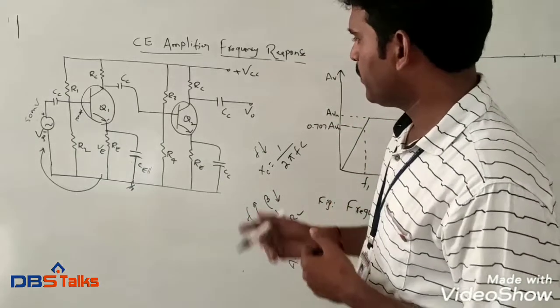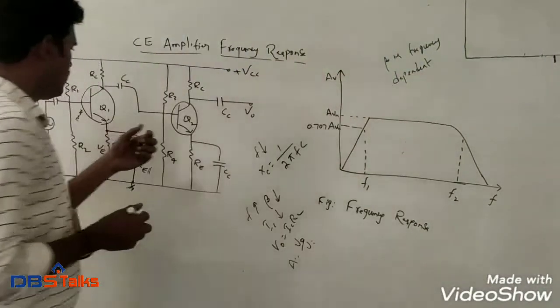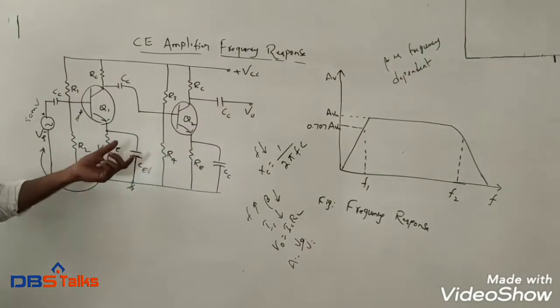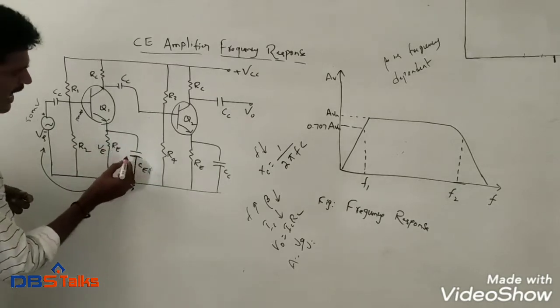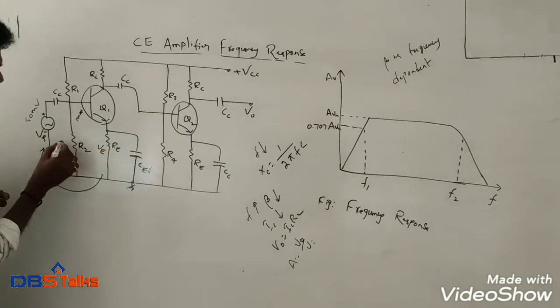The second one is, here we are using the emitter capacitors. At high frequencies, we are having some wiring capacitance.